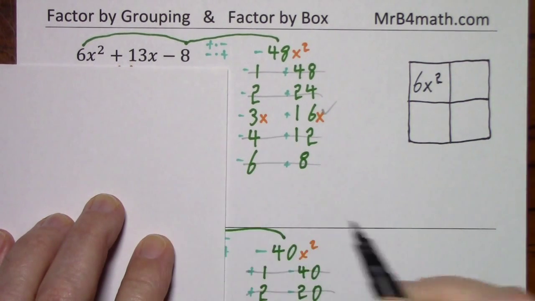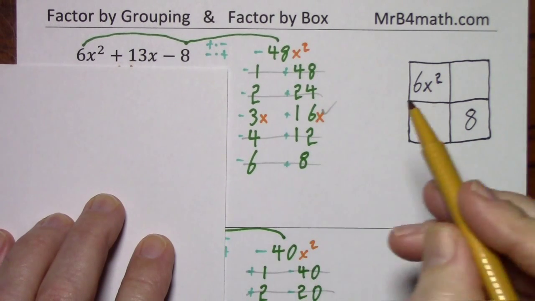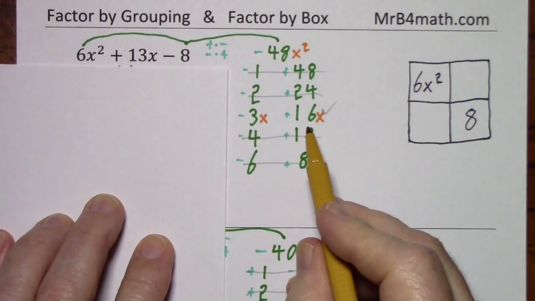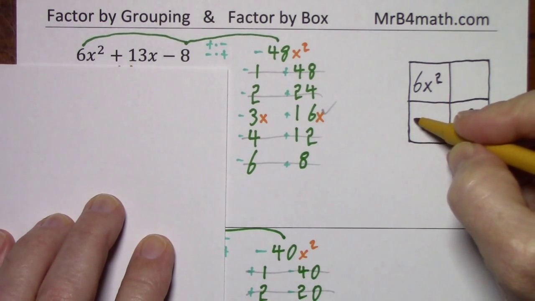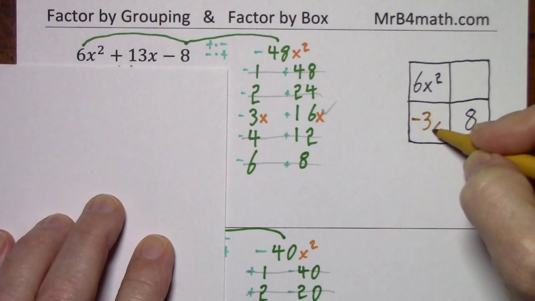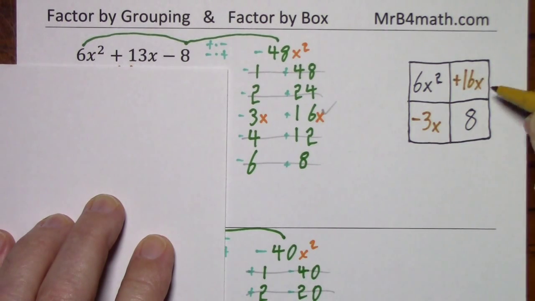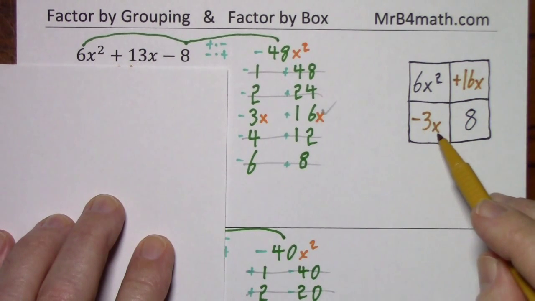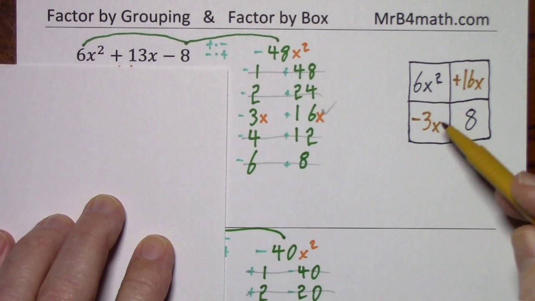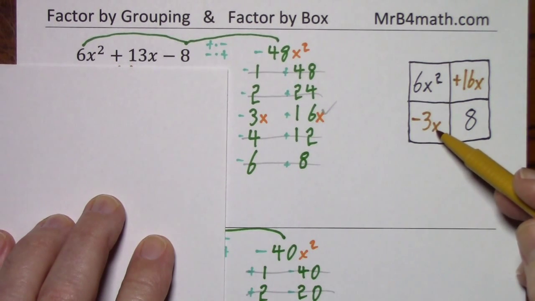The last term goes in the last box. I don't care about the sign down here. And then the 2 terms here that you selected go in either of these 2 boxes. So I'll put negative 3x here and positive 16x here. It's important that you keep the sign with the term, but I could have put negative 3x up here and a positive 16x here. It does not matter.